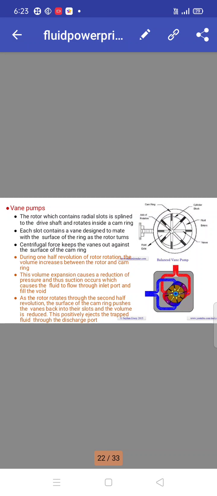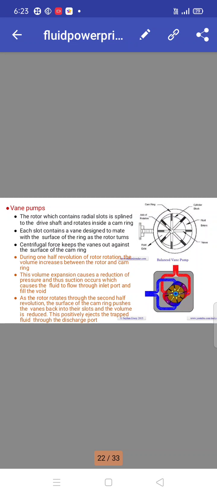So vane pumps: the rotor, which contains radial slots, is splined to the drive shaft and rotates inside the cam ring. Each slot contains a vane designed to mate with the surface of the ring as the rotor turns. Centrifugal force keeps the vanes out against the surface of the cam ring. During one half revolution of the rotor, the volume increases between the rotor and the cam ring. This volume expansion causes a reduction of pressure and thus suction occurs, which causes the fluid to flow through the inlet port and fill the void.